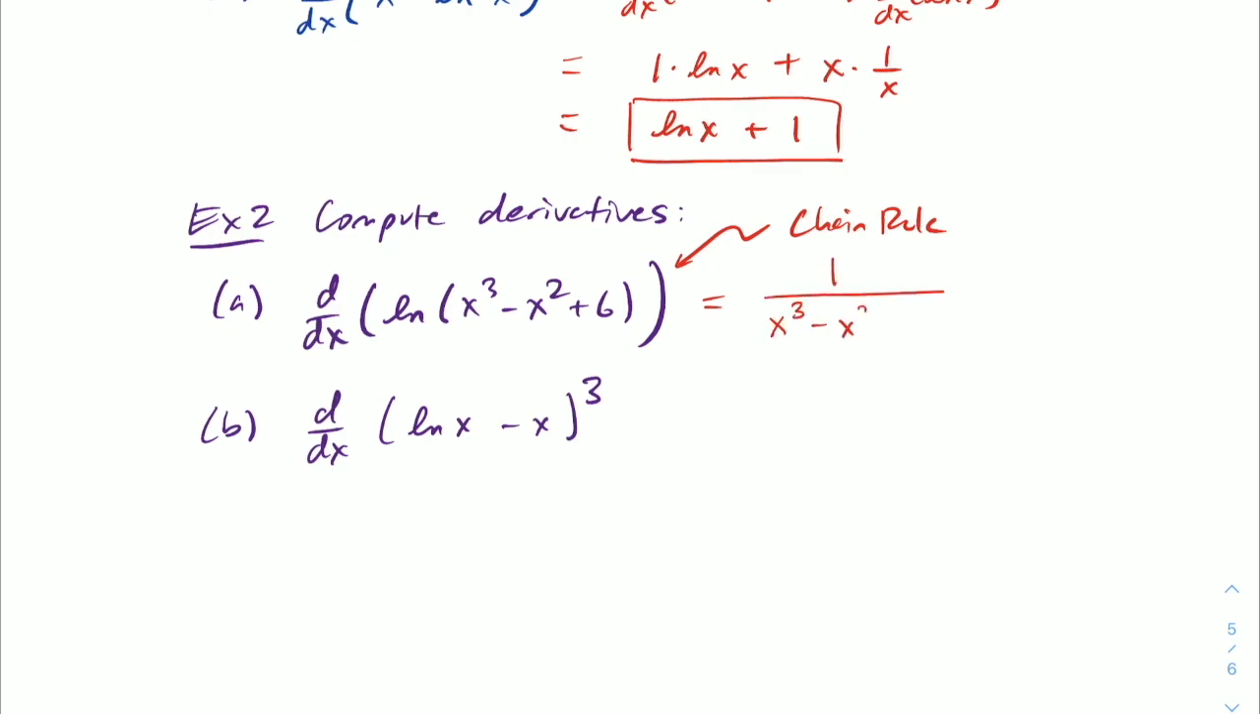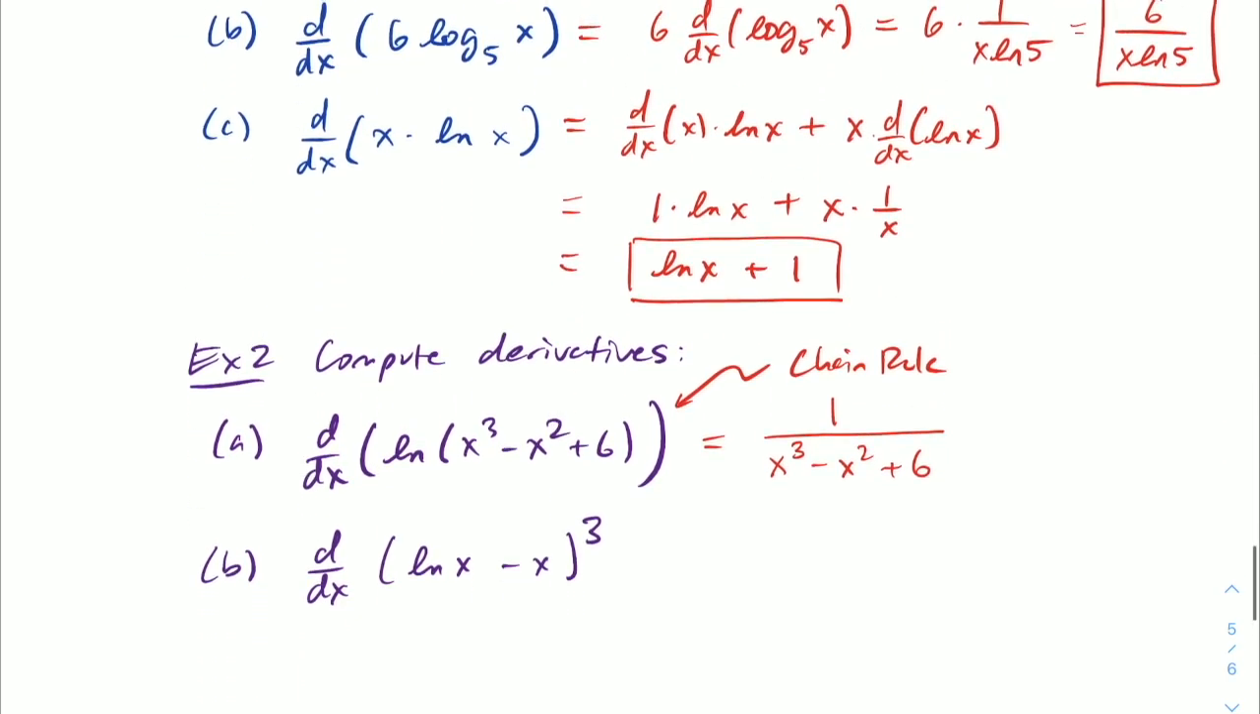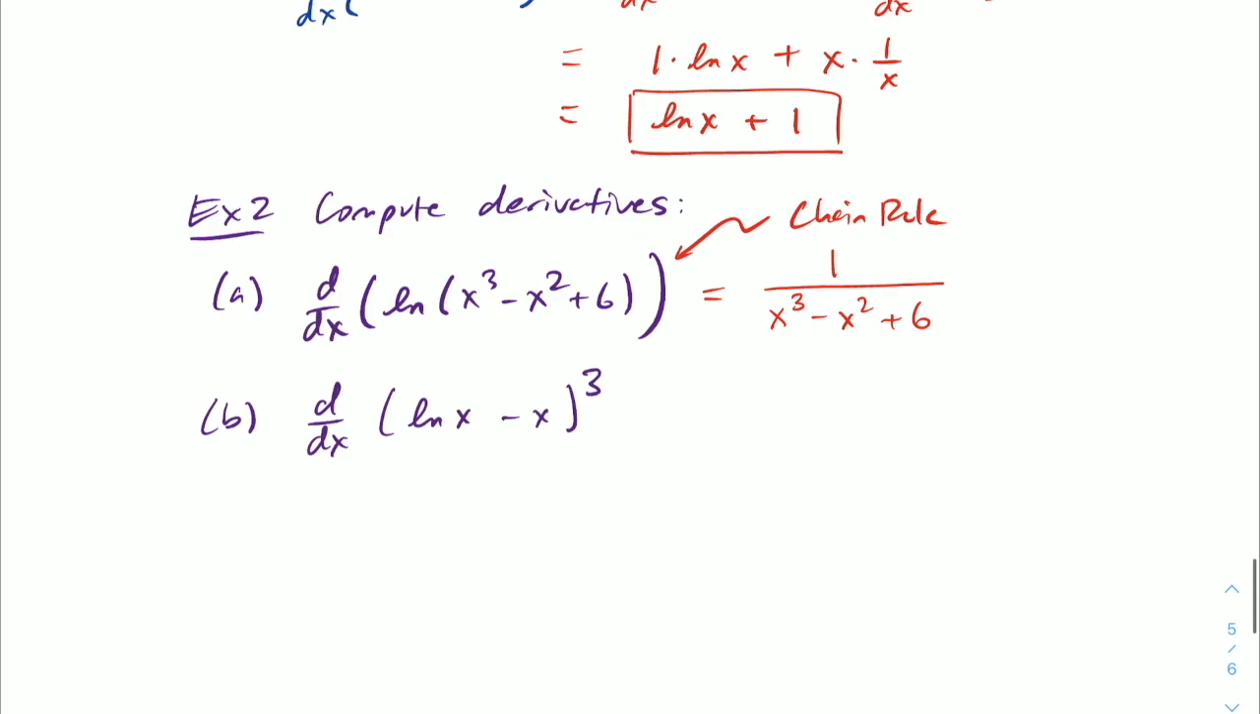The inside of that function is this polynomial. So we're just going to write 1 over the polynomial. And then we multiply by the derivative of the inside. The derivative of x cubed minus x squared plus 6. And that's going to work out to be 3x squared minus 2x.